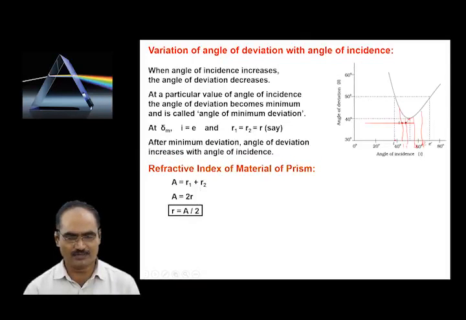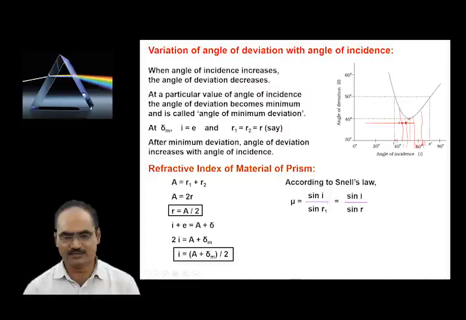So after this, we can write R is equal to A by 2, and I and E are same. Therefore here you can write it as 2I is equal to A plus delta M. Then I can be written as A plus delta M by 2.